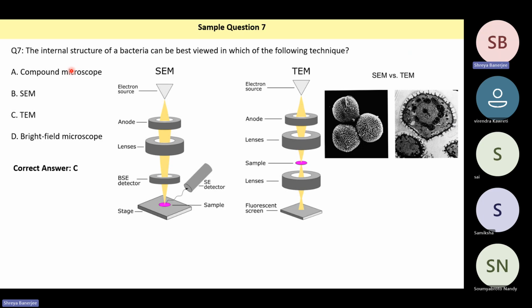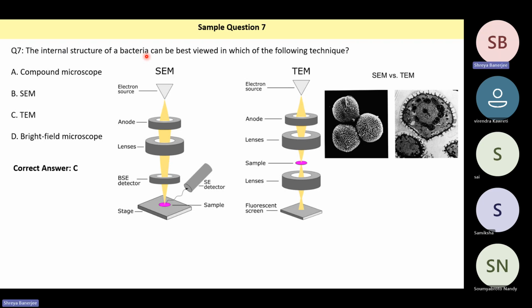So both compound microscope and bright field microscope use light. They are light microscopes, so they are not very good for visualizing bacteria. SEM will only tell you about the surface structure. So TEM is the correct answer, which tells you about the internal structure of the bacteria.